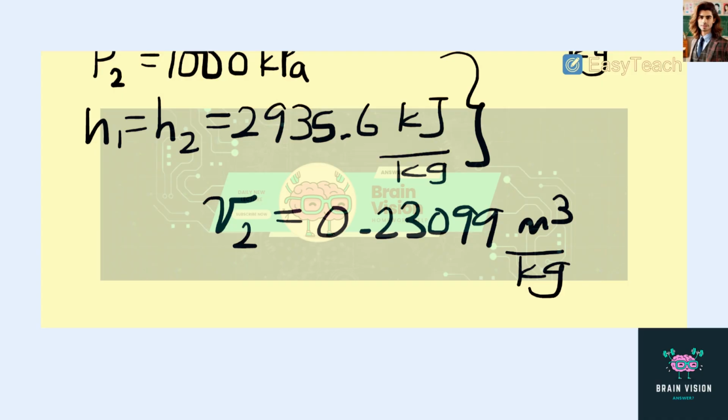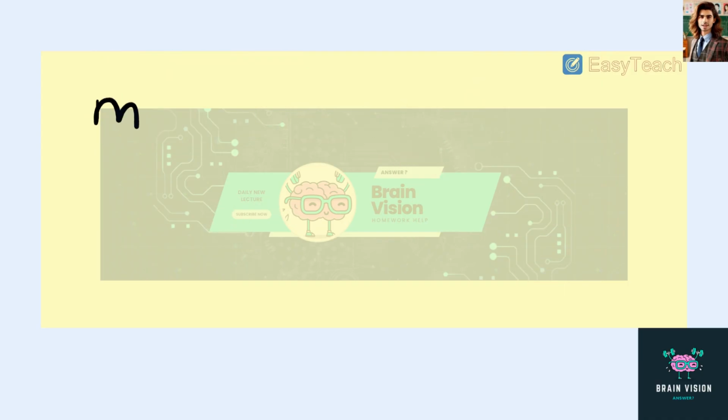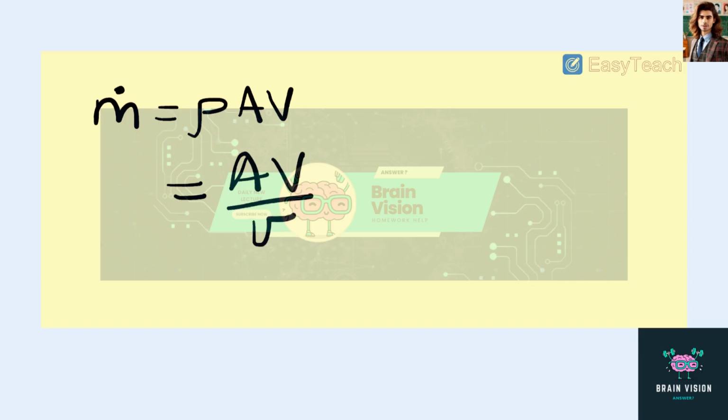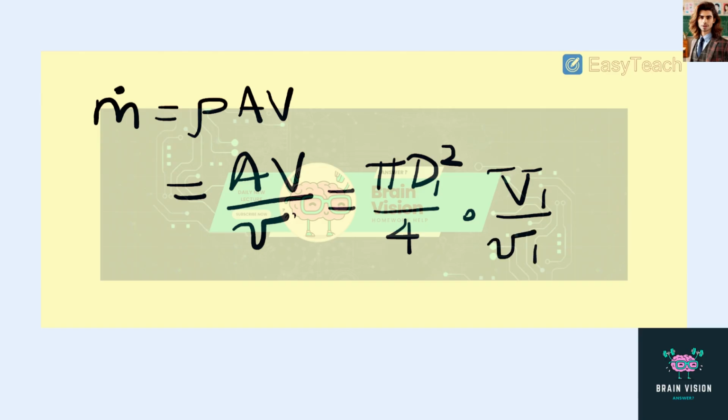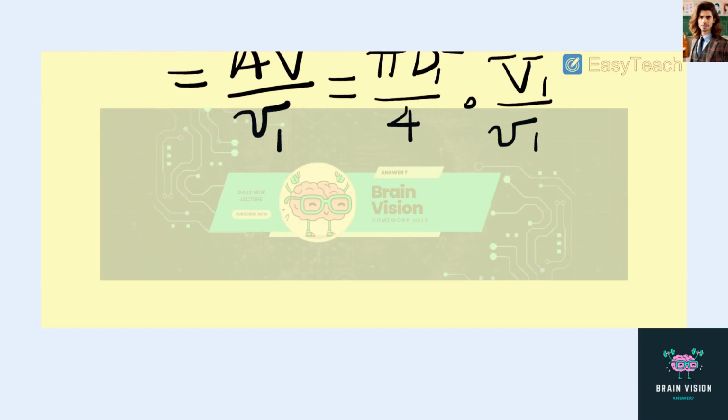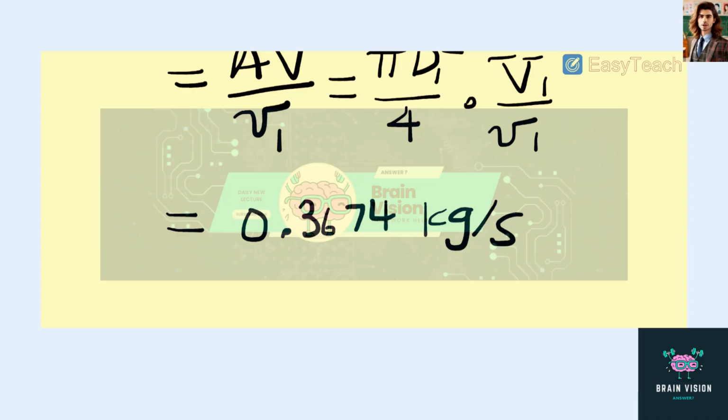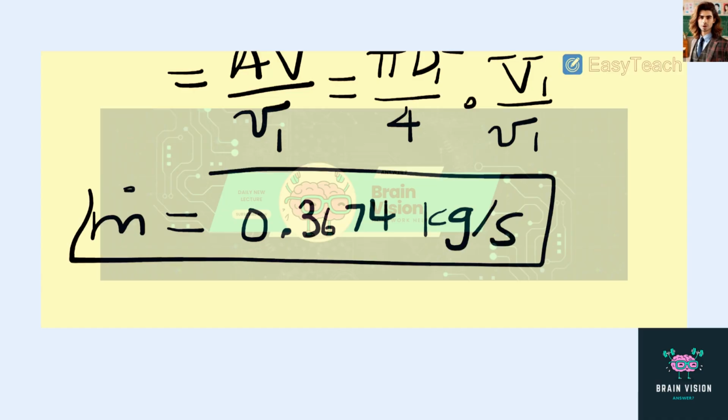So now we can go ahead and solve for the mass flow rate m dot. We know that m dot is defined as rho A v, and this is also the same as saying A times velocity over specific volume. Now we know that A at the inlet is going to be pi d1 squared over 4. That's just the area of the inlet, times velocity 1 all over specific volume 1. And after we plug in for these known values, we'll find that the m dot is equal to 0.3674 kilograms per second. So that's our m dot, that's our mass flow rate.